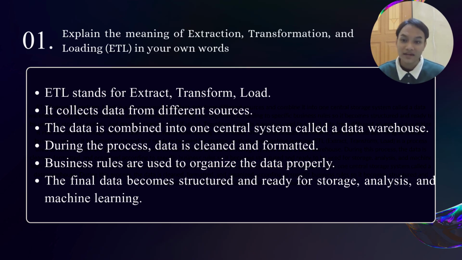Okay, ETL stands for extract, transform, and load. It collects data from different sources. The data is combined into one central system called a data warehouse. During the process, data is cleaned and formatted. Business rules are used to organize the data properly. The final data becomes structured and ready for storage, analysis, and machine learning.